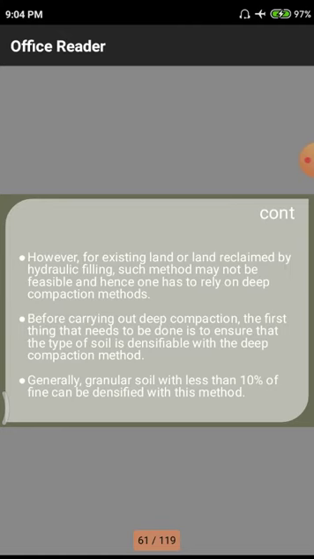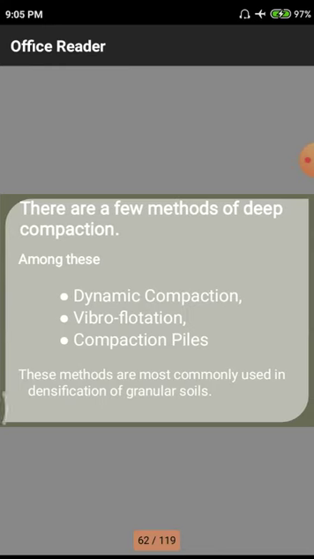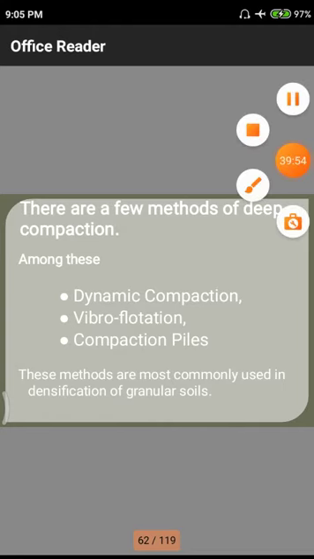In some cases we need to overcome the particular land, and overcome means we need to totally change it: whatever the land is lying on the particular area, the total soil strata has to be replaced with another kind of material, due to lack of soil parameters and problems. Generally granular soils have 10% of fine matter. What are the different types of compaction we are using? Dynamic compaction, vibroflotation, and compaction piles.